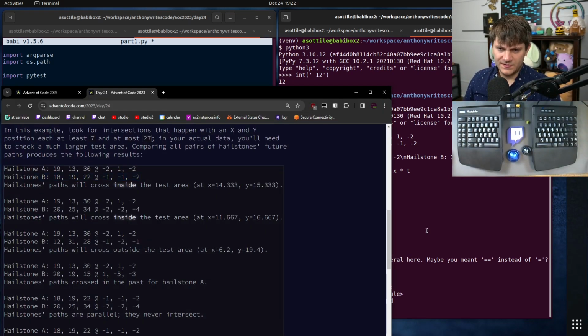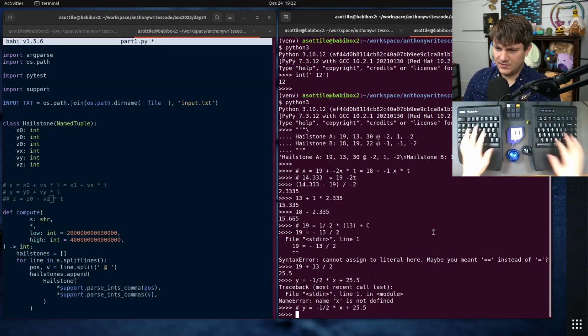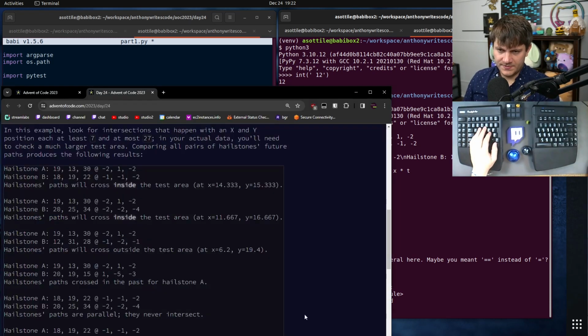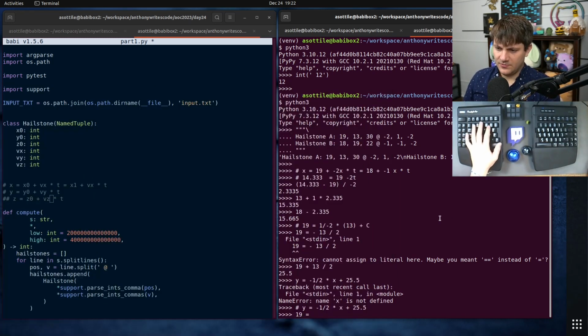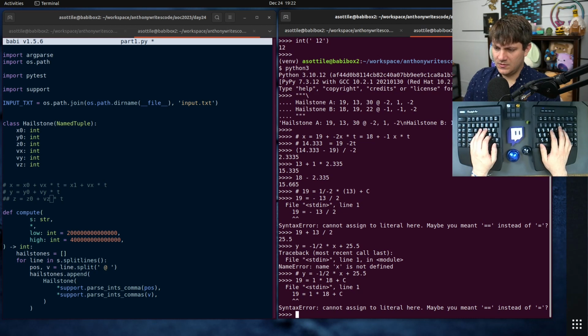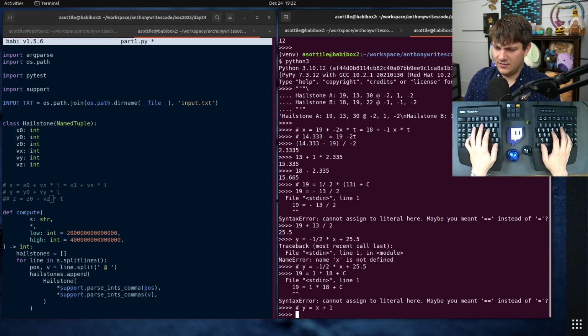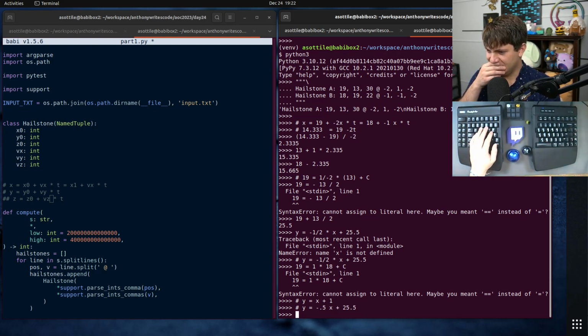And then the other equation is 19 equals negative 1 over negative 1 times x plus c. Oh, I have it up here. X is 18. So c equals 1. So we have y equals x plus 1. And we have y equals negative 0.5x plus 25.5. And then to solve the system of equations, you have 0 equals 0.5x.